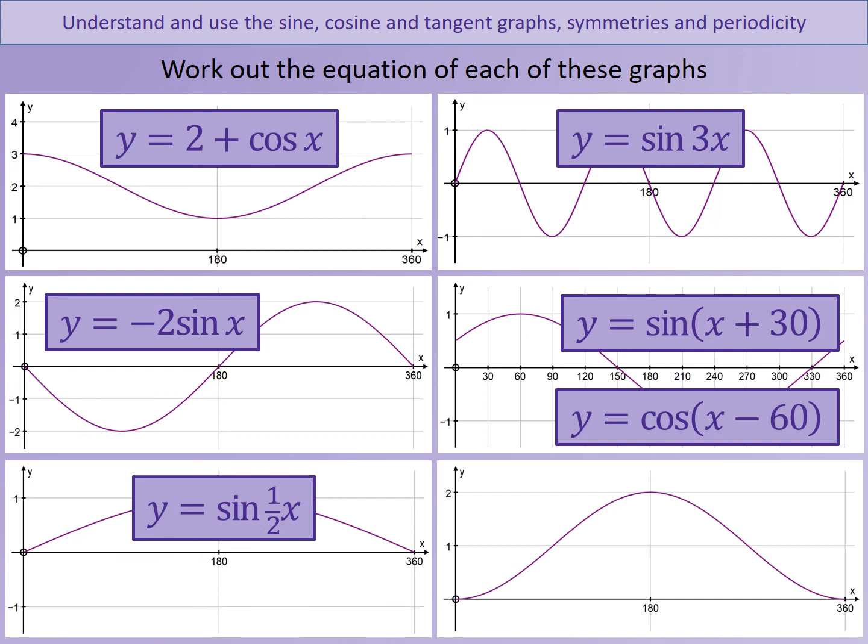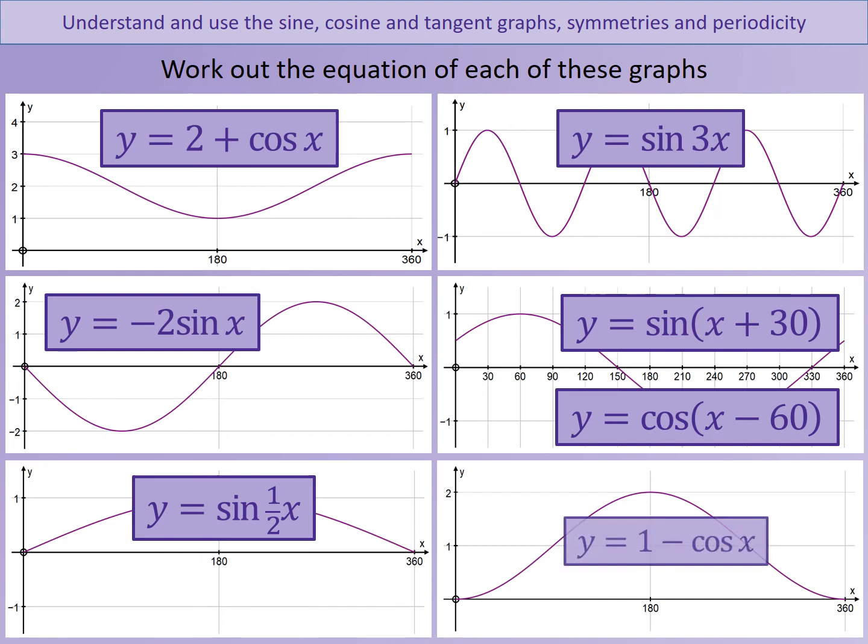Number 5, again, is based around the sine curve because it's beginning at the origin. And this time, rather than it having a period of 360 degrees, it actually has a period of 720. So it has been stretched in the x direction, scale factor 2, and that would result in the equation y equals sine of a half x.